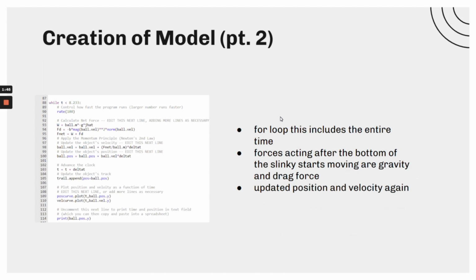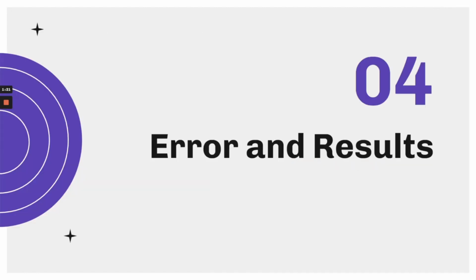In the second part of the model, I set t to be the total overall time from the tracker data. Because this is after the bottom of the slinky has started falling, here the net force is going to be the addition of the gravity force and the drag force, which is calculated using these formulas here. Again, the position and velocity were updated using the typical update formulas.